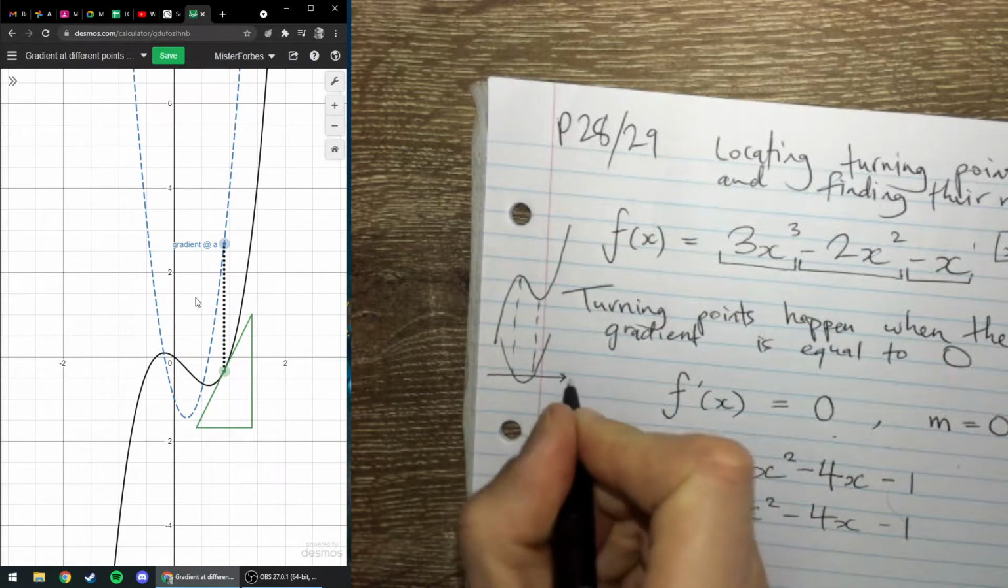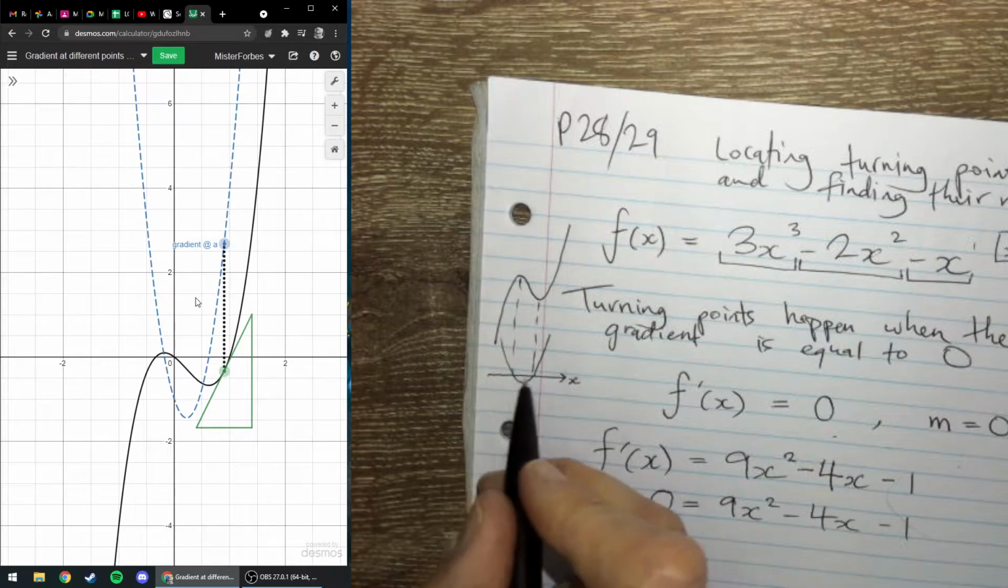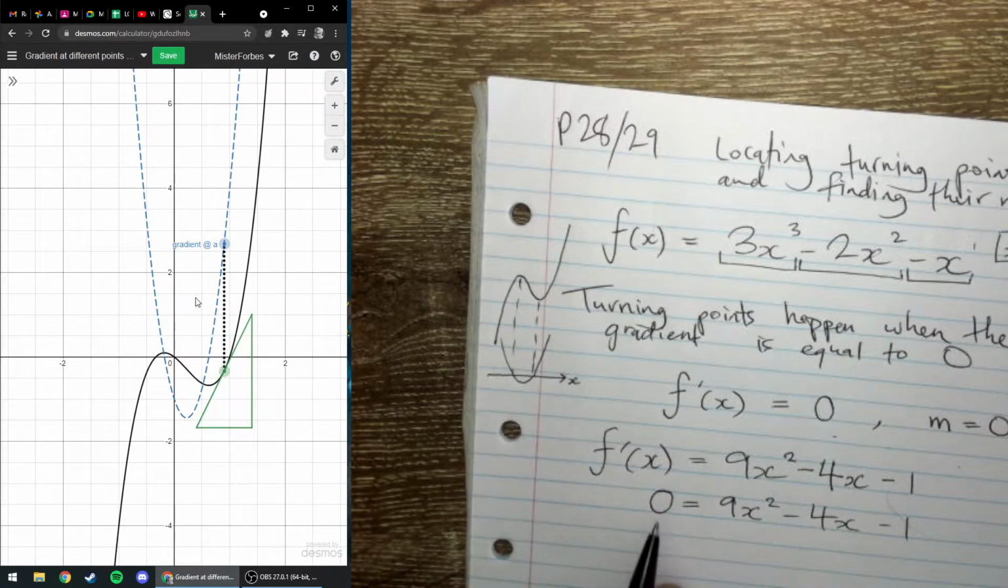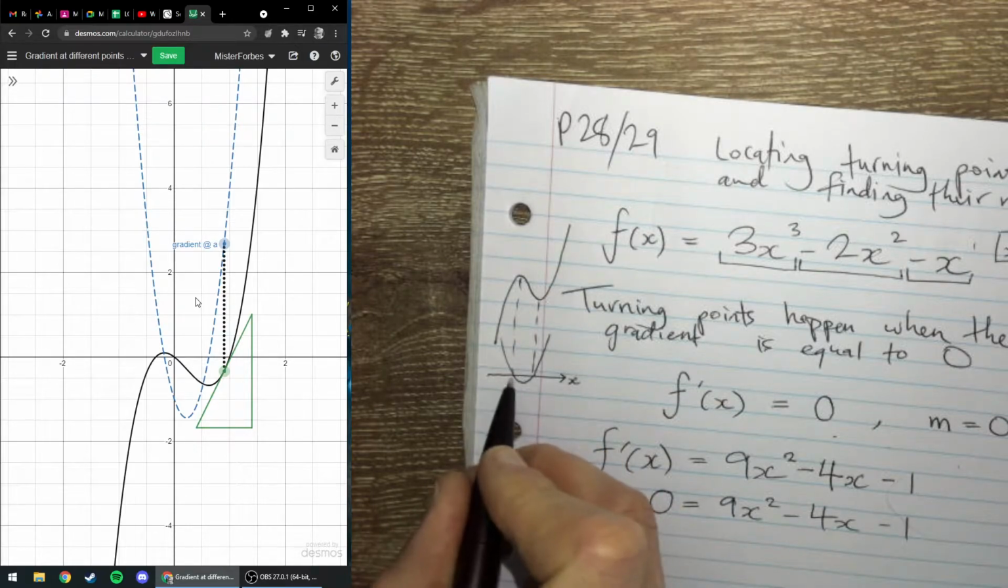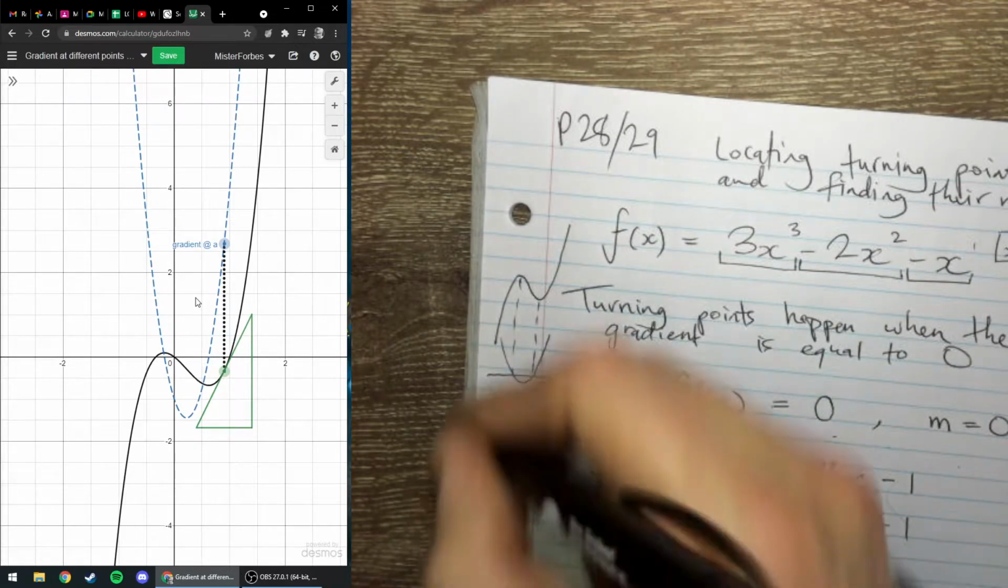Right? So that's going to give us two x values, and that's what we're doing over here. When this parabola is equal to 0, so this line here is when x is, when y is equal to 0, sorry, my bad.